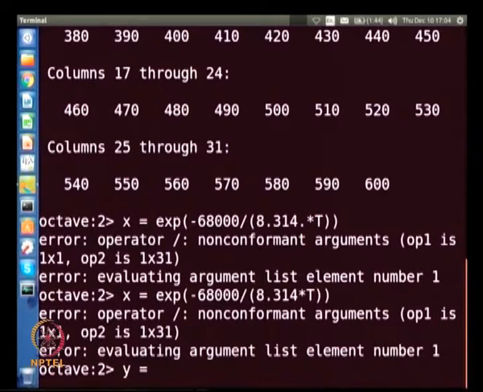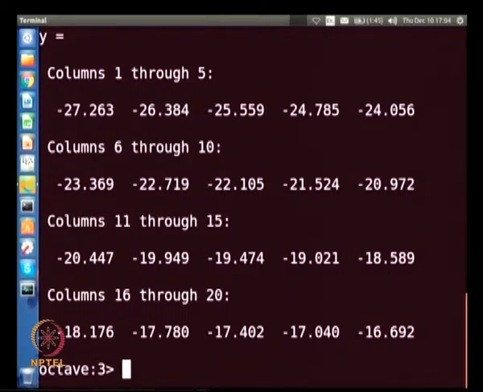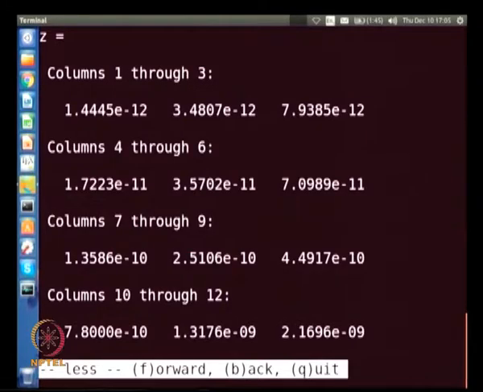This is minus 68,000 divided by 8.314 dot star T. Let us see if this works. Okay, this works, very good. So, we now have a vector y which basically calculated minus delta H by RT, very good. So, now I say that some quantity z is nothing but exponential of y. Okay, let us see if this works. Well, this works, very good.